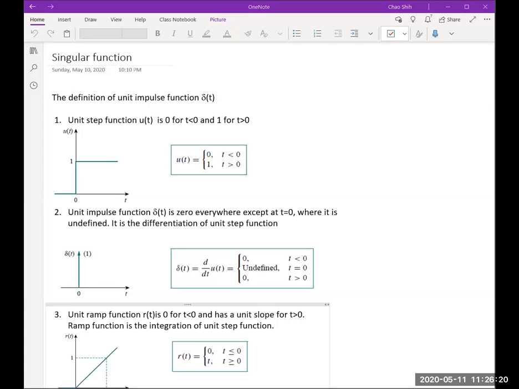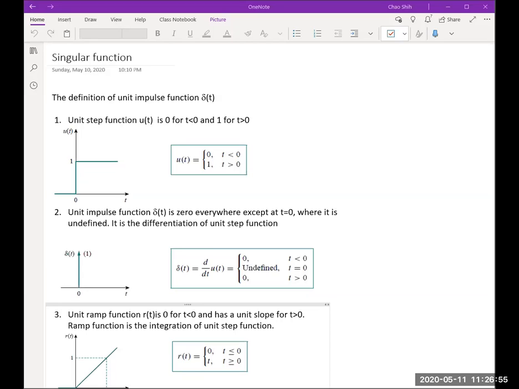Now, in circuits, we know how you're going to use this. We can use this to simulate a switch. With the standard form, at time equal to 0, you're going to switch on or switch off. If you make a shift in the time, meaning you make it t minus 2, that simply tells you at time equal to 2 seconds, I'm going to switch on. So that is a simulation of the switch.